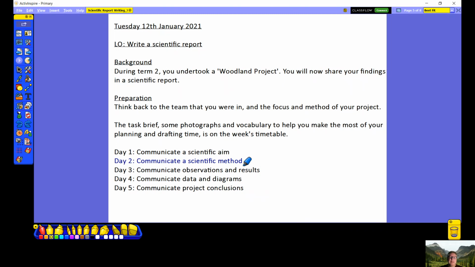So a method is, in its simplest form, what did we do? What did we use? And it's usually a very good scientific idea to say why you chose that method. And I know you were given the method, boys and girls, but if you can have a think about why that might have been a wise choice. And we'll have a little think about that later.